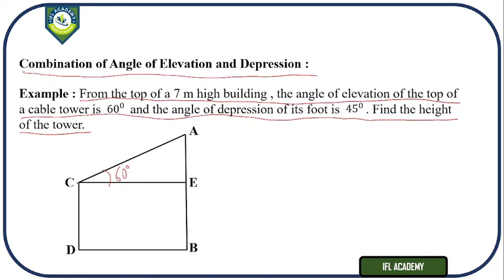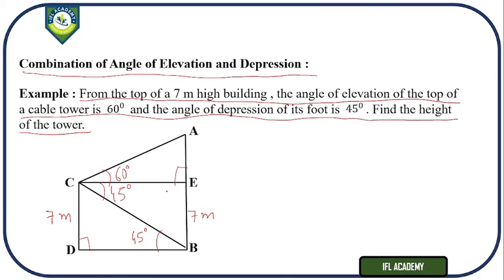And from the same point C, the angle of depression of the foot of the tower is how much? 45 degree. This angle is 45 degree, and we know that alternate angles are equal, so this angle will also be 45 degree. And the height of the building is given how much? 7 meter. When this is 7, this will also be 7, because DBEC is a rectangle. This angle will be 90 degree, this angle will also be 90 degree.